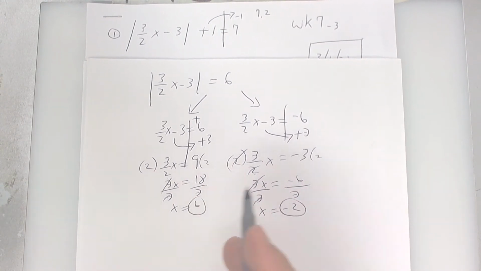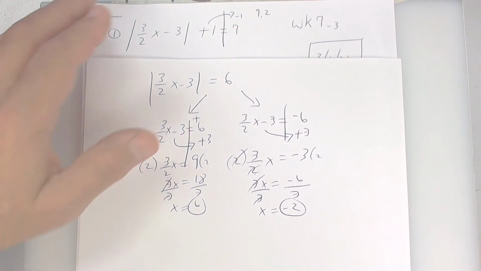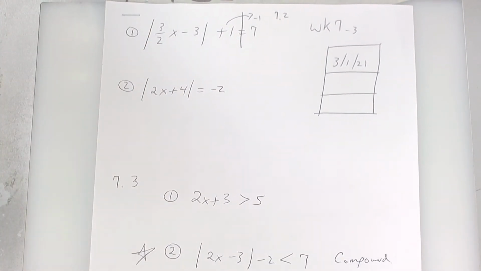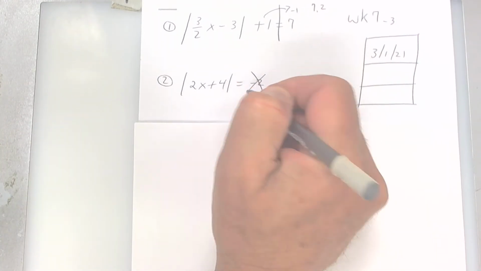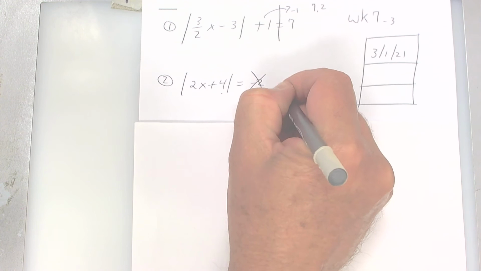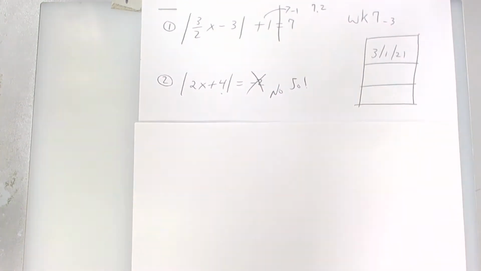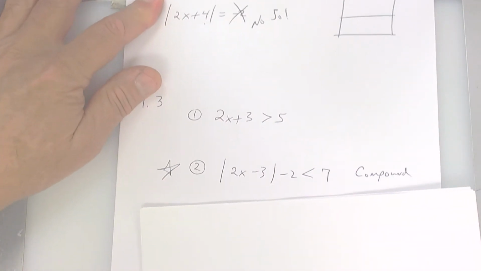So you have two answers here that will work. If you plug them in, you will get 6. Let's take a look at another one. This one right here is the absolute value is equal to a negative number. That's false. Absolute value is always positive, so this is no solution. Okay, you can't have a negative. All right, let's go on to this right here.